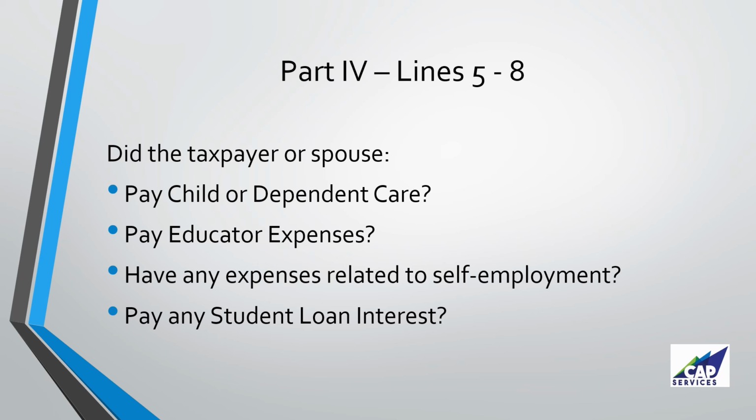Part 4, lines 5 to 8. Did the taxpayer or spouse pay any child or dependent care? Did they pay educator expenses? These are expenses paid by a teacher, instructor, counselor, principal, or aide in a school, not a homeschool, for K through 12 who work at least 900 hours during the school year. Did they have any expenses related to self-employment or other income they received? Did they pay any student loan interest?